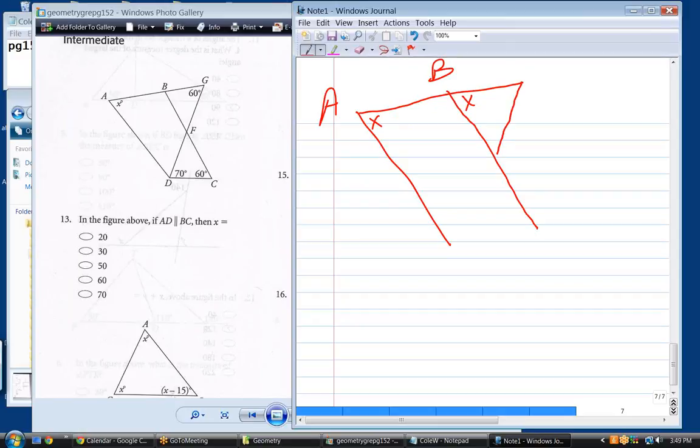Now let me draw another transversal, and we may have to use our parallel information. We may not. I don't think we do. This is 70, this is 60. What's this angle right there? 50. What's this angle right here? 50. So what is x? 70. You got it.